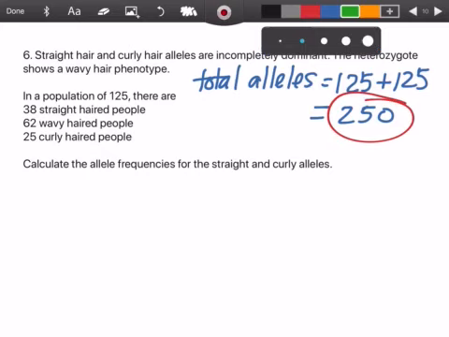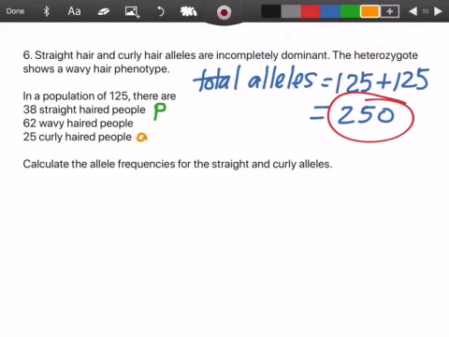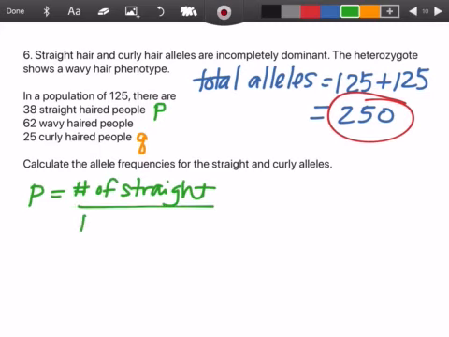Let's first start by calculating the allele frequency for the straight-haired allele. Let's label that as P. Because this is incomplete dominance, it doesn't really matter which we label what. And let's label the curly-haired allele Q. So let's start by calculating P. So the frequency of the P allele is going to be equal to the number of straight-haired alleles divided by the number of total alleles.